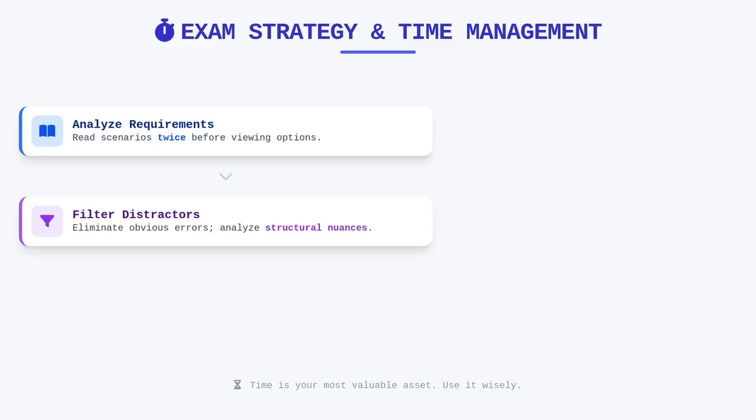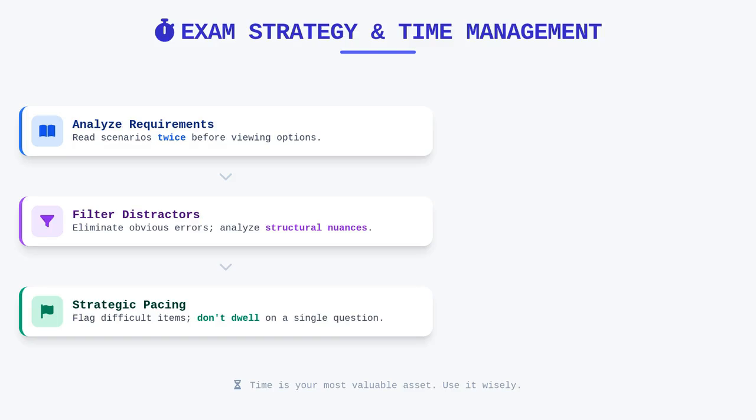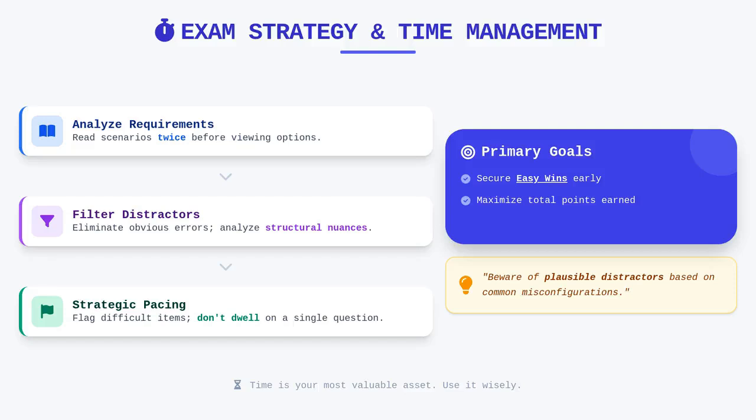Eliminate the obviously incorrect answers first, then focus on the structural nuances of the remaining choices to identify the most accurate solution. If you encounter a particularly difficult question, do not spend excessive time dwelling on it. Flag it for review and move on to ensure you finish all items in the allotted time. Your goal is to maximize your points by securing the easy wins early and leaving yourself sufficient time to perform a final review of your tentative answers.